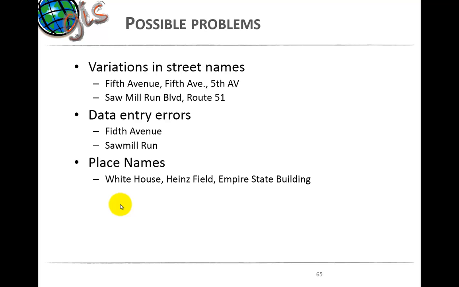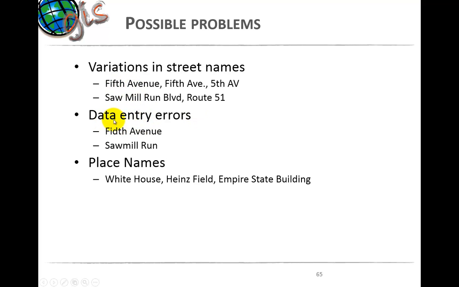So possible problems: variations in street names could be a problem. In the database, it could be called Fifth Avenue, but here it's called Fifth Ave or Fifth AV. There could also be variations like Route 51. Fifth Avenue could be Route 51, and somebody would say 121, 123 Route 51 instead of 121 Fifth Avenue. Stuff like that.